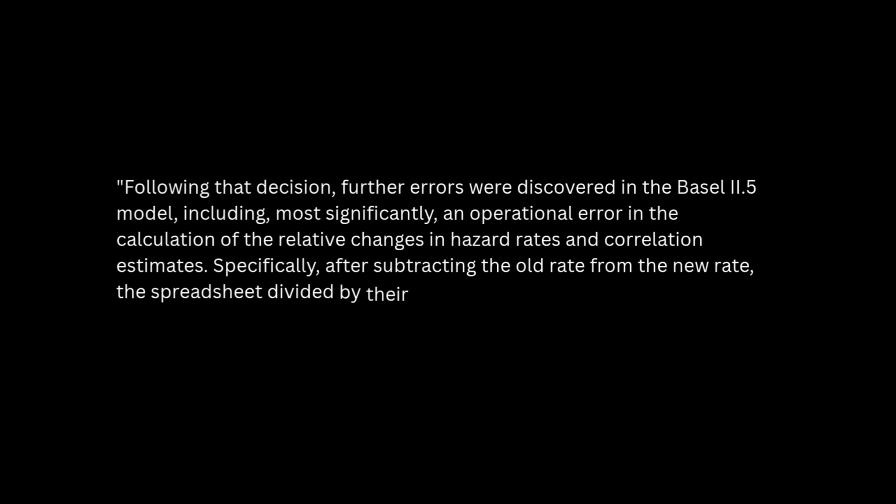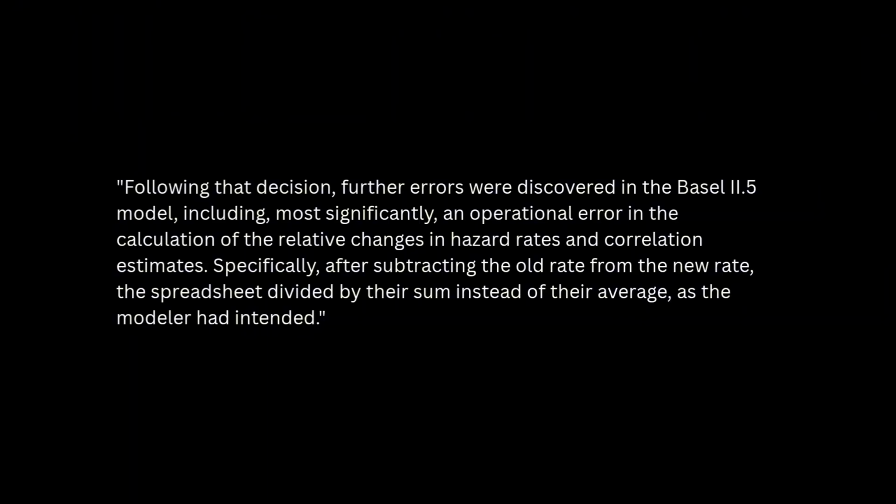Then we have the manual formula. So the Senate's investigation found, quote, "following that decision, further errors were discovered in the model, including, most significantly, an operational error in the calculation of the relative changes in hazard rates and correlation estimates. Specifically, after subtracting the old rate from the new rate, the spreadsheet divided by their sum instead of their average as the modeler had intended."